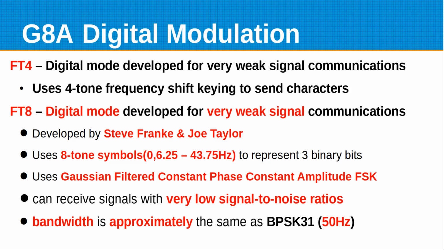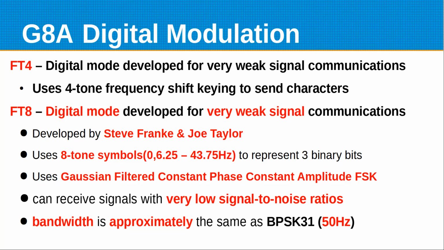The technical description is that it's a Gaussian filtered, constant phase, constant amplitude, frequency shift keyed signal. All that really means is the information is contained in the frequency shift. There's no amplitude or phase variation. And the Gaussian filtering is a technique they apply to round the corners of the waveforms to lower the harmonics and distortion and make it easier to decode.